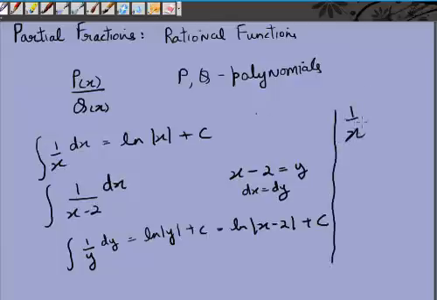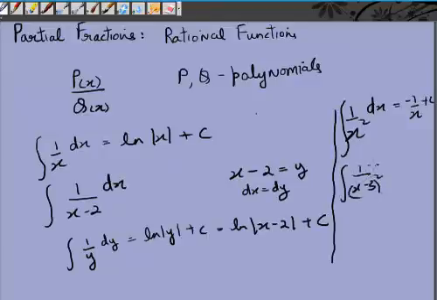1 by x square, what is the integral of that? Well, that's pretty easy. You can just use the formula x to the power n plus 1 by n plus 1. n here is minus 2, so we'll get x to the power minus 1 by minus 1, or minus 1 by x plus c. If you have something like 1 by x minus 3 whole squared, then once again you can just put x minus 3 is equal to t, or y, dx will be dt, and what you'll get is minus 1 by x minus 3 plus c.